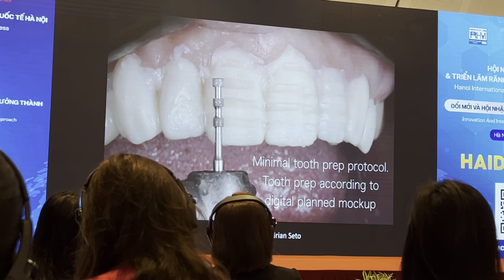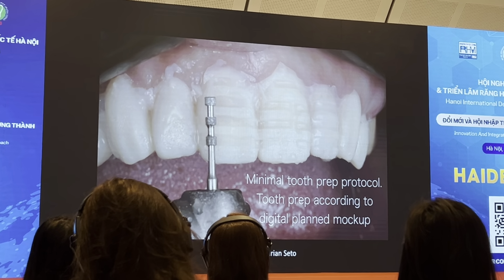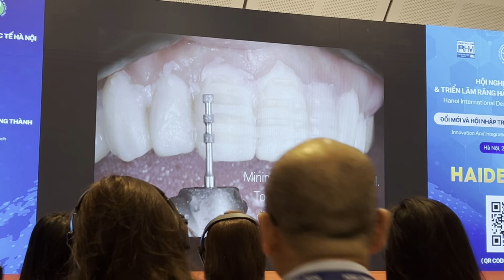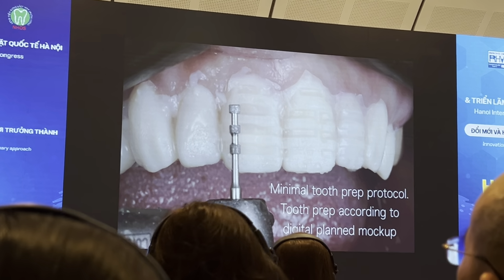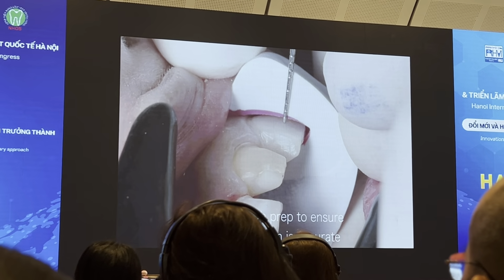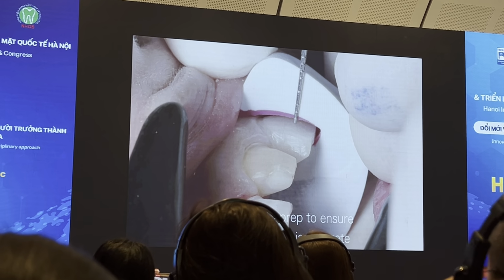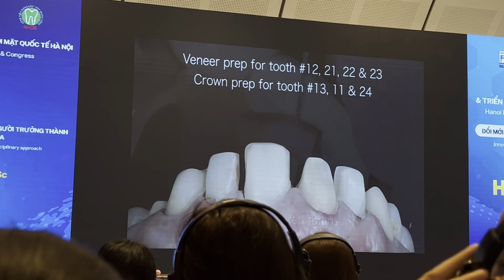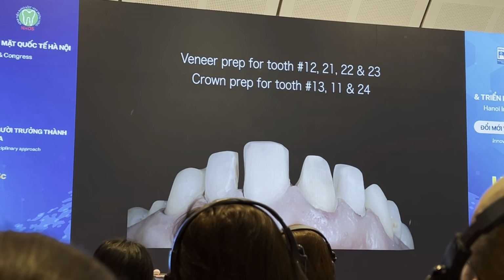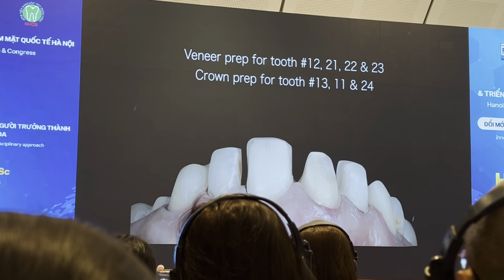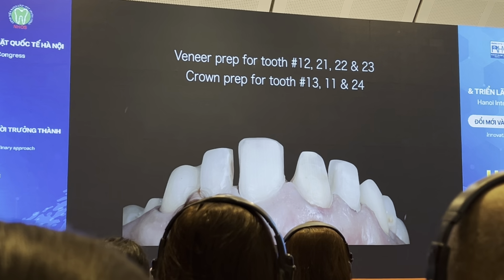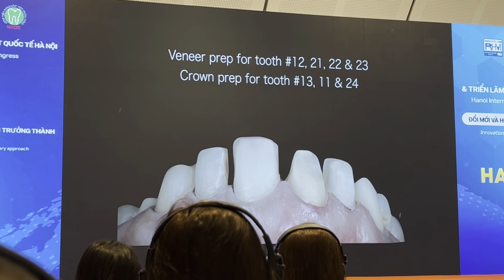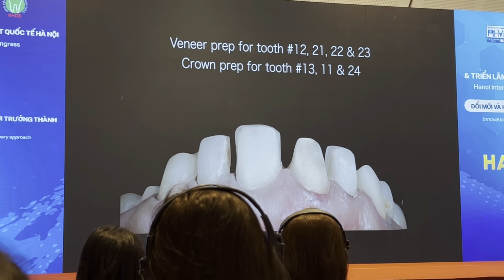Next, tooth preparation for crowns and veneers was done with a minimally invasive approach with the help of the provisional mock-up and the silicone index. The silicone index was used to check the amount of tooth reduction, and tooth preparation was completed for all-ceramic crowns of endodontically treated 13, 11, 24, and veneers on 12, 21, 22, and 23.